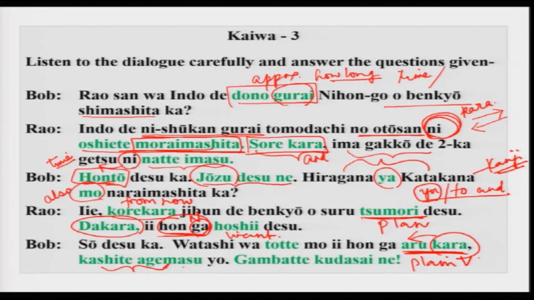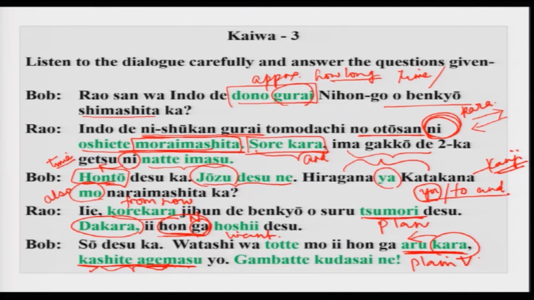Now see, we did agemasu earlier. Te agemasu. I will do this and give it to you. So, gambatte kudasai. And you have yo over here, which shows that Bob and Rao are very, very informal. They are probably together at the university and they are friends. So, agemasu yo is used. Yo is a very informal particle, a sentence ending particle. And gambatte kudasai is work very, very hard.